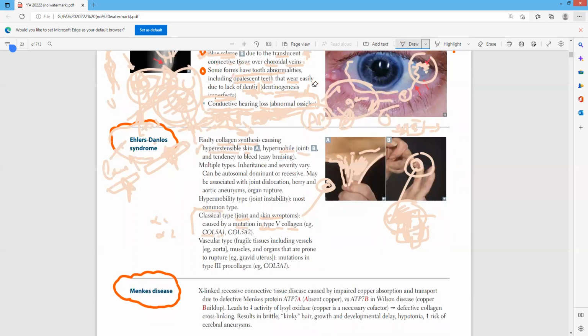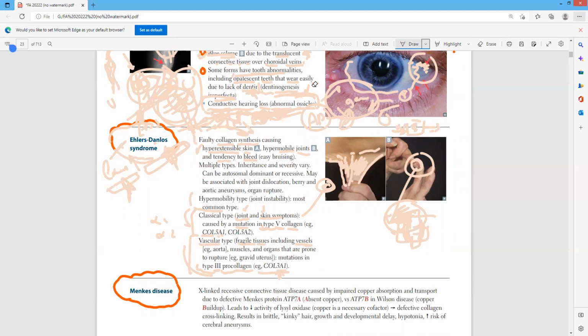And you have a tendency to bleed. Remember, we have the vascular type. It will be fragile tissue, including vessels, like type 3 procollagen. So you will have the type 3 mutation in that. This is the vascular one. And in the classical, for type 5 collagen, this is the joint and skin one.